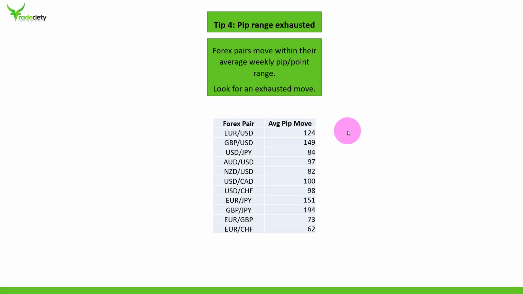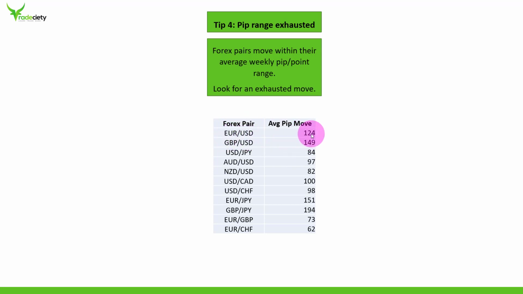With tip number 4, we are looking at exhausted pip ranges. And we are taking here the example of Forex, but this applies to any other market. So when we look at, for example, the Euro-US dollar pair, and we look at how much did the Euro-US dollar per day move for the last 5, 10, 20 days, then we may get something like 124 pips per day. That's what you can expect for the Euro-US dollar to move.